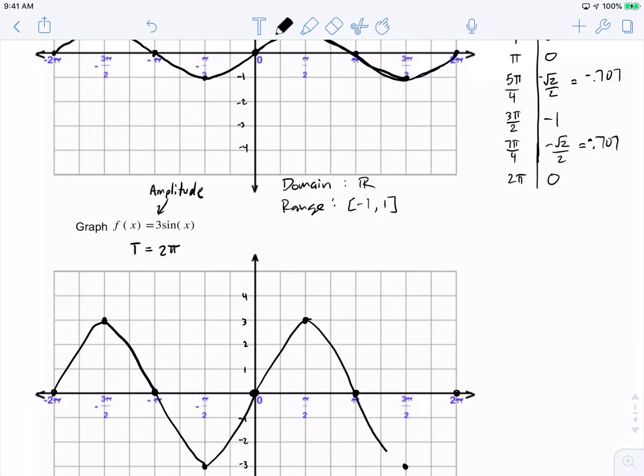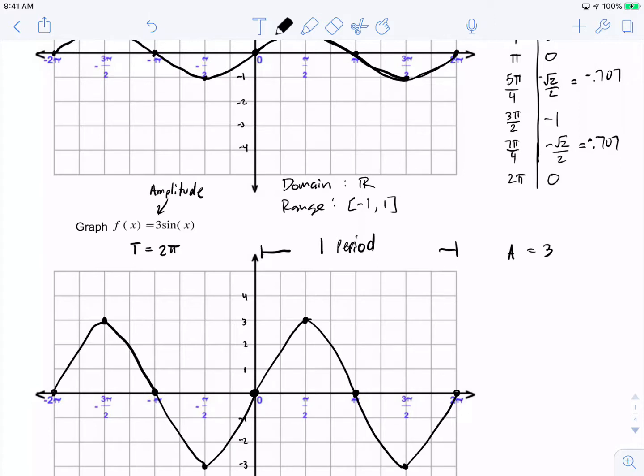I'll try to draw it for you as best I can. Now, again, we said the period wasn't affected, so the period is going to go from here to here. It is one full period, and that one full period is 2 pi distance on the x-axis. The amplitude A is 3. Now the amplitude is always going to be a positive number because we take the absolute value of A. So if I ask you for the amplitude and that would have been a -3, you would have said that the amplitude was 3.